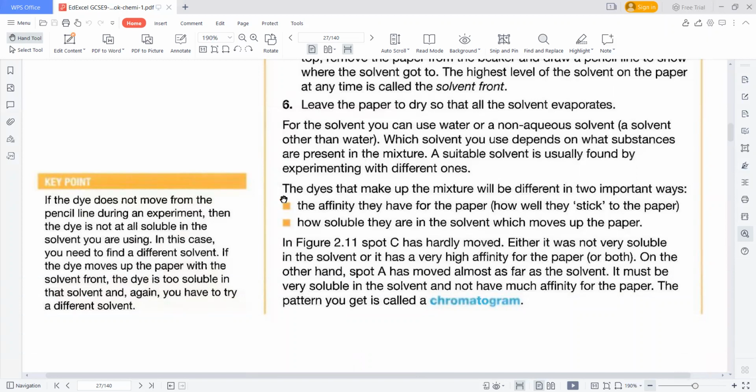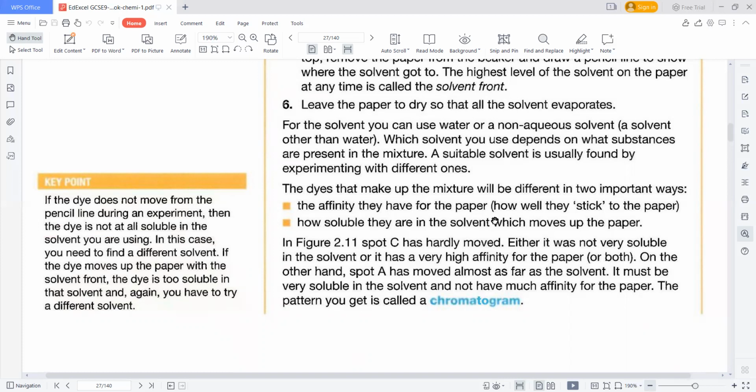Now the dyes that make up the mixture will be different in two important ways. First thing is the affinity. Affinity is the attachment they have for the paper, like how strongly or weakly they will stick to the paper. We don't want that affinity to be too great because it will keep on catching and act as a hurdle to the movement of solute.